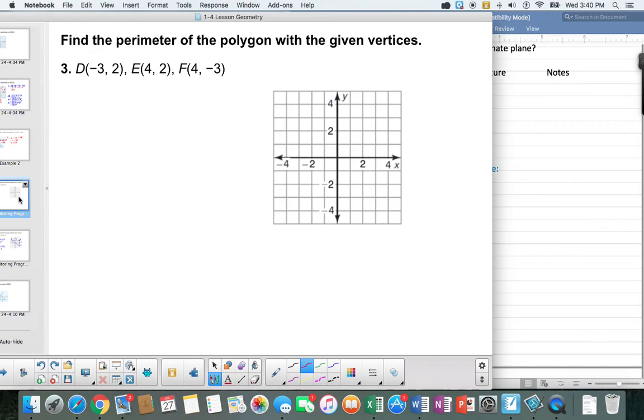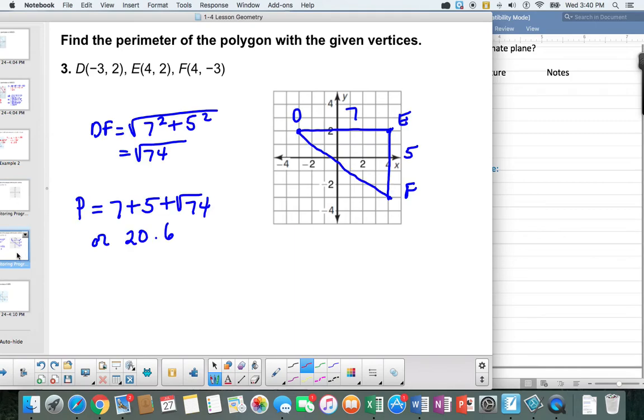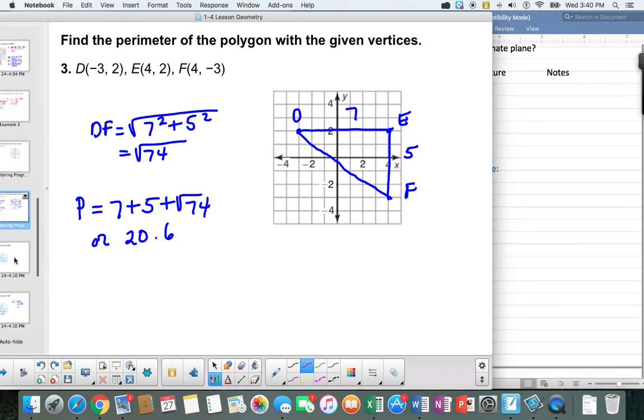Okay, you try it. Stop the screencast when you're ready. Go ahead and restart and look at the answer. Here's the answer. I figured out the lengths of the vertical and horizontal sides. I used the Pythagorean theorem to figure out the hypotenuse, and then I added all these up.